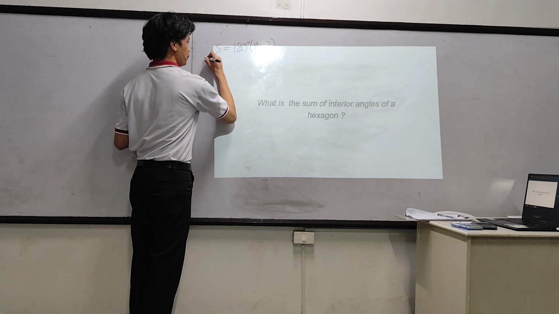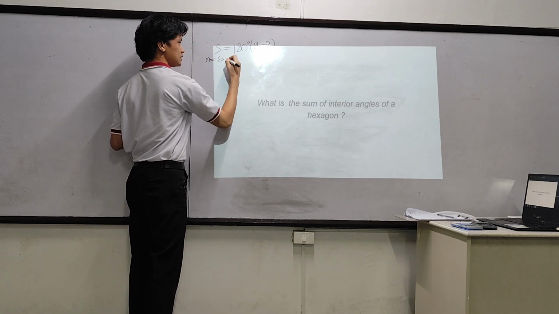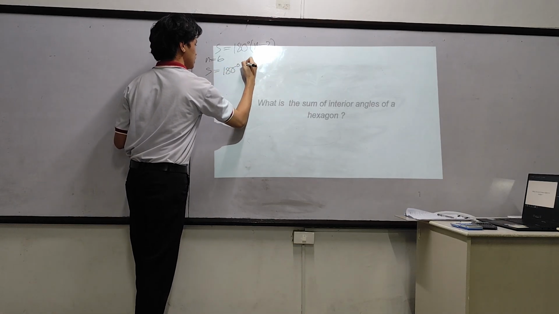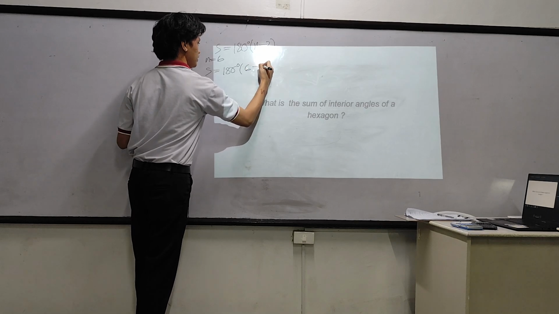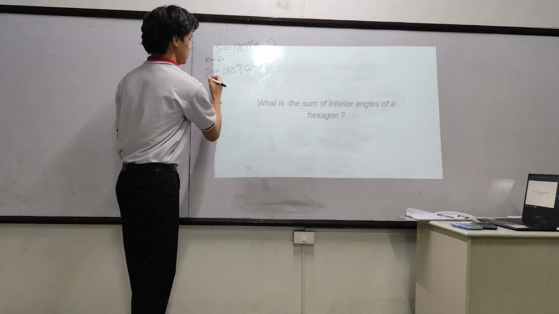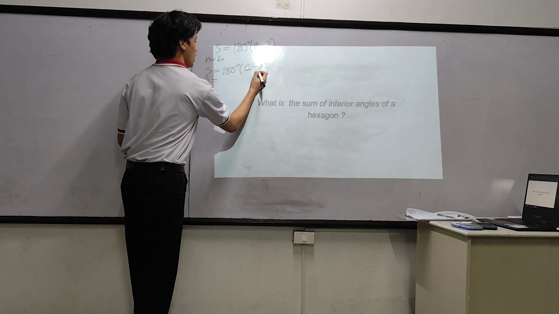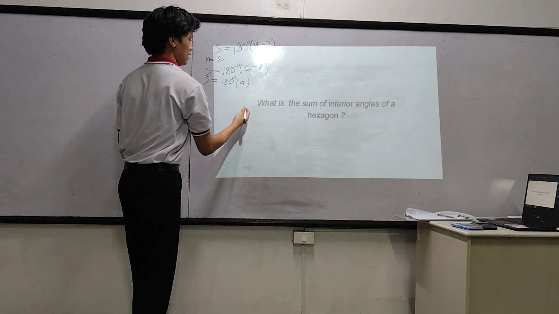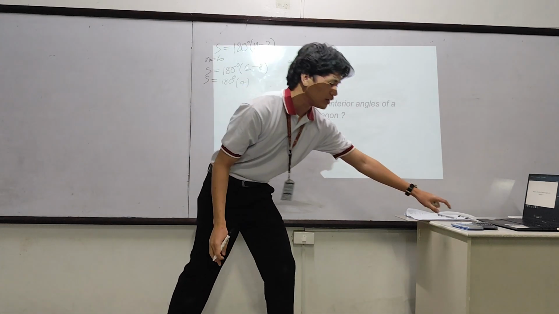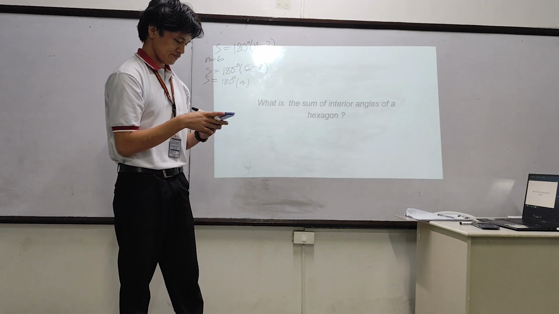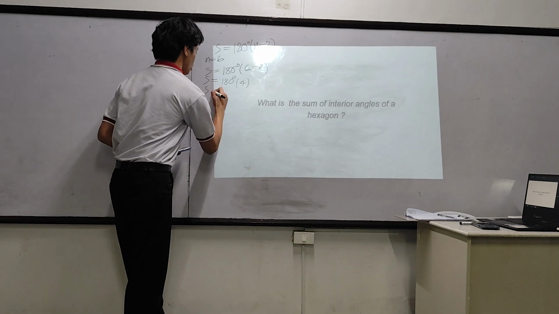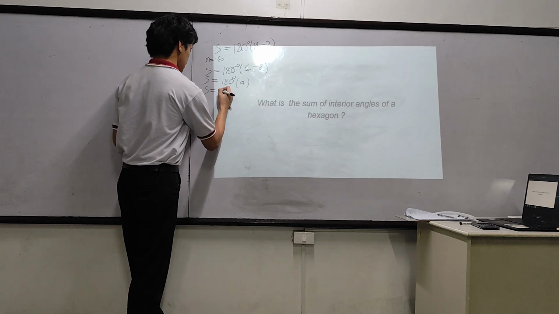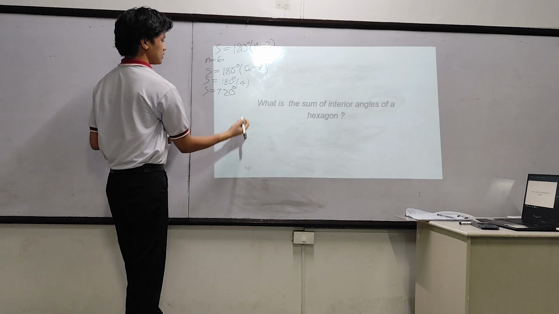So we plug 6 into the equation: S is equal to 180 degrees times (6 minus 2). 6 minus 2 is 4, and 180 times 4 is equal to 720. So the sum of the interior angles of the hexagon is 720 degrees.